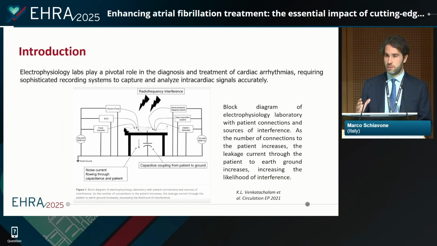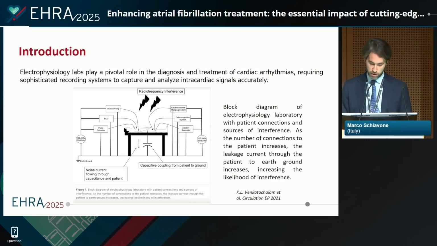We all know that noise in our EP labs may be painful. Basically everything that we have in our lab may interfere with our ablation process, from the infusion pump to the ECG to the pulse oximeter. The EP mapping system itself interferes with an accurate recording of our signals. The ablation generator, the data acquisition system, so everything basically may generate some noise in our labs and may be painful for our ablation process.